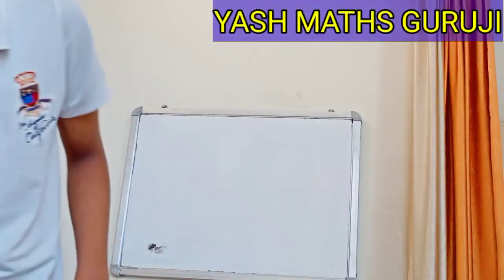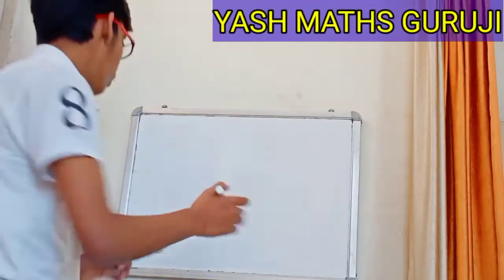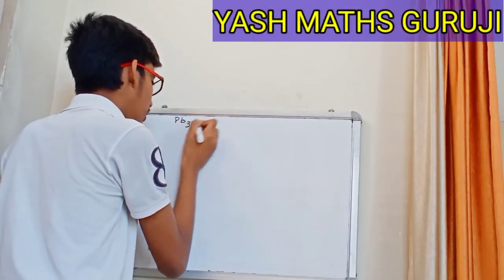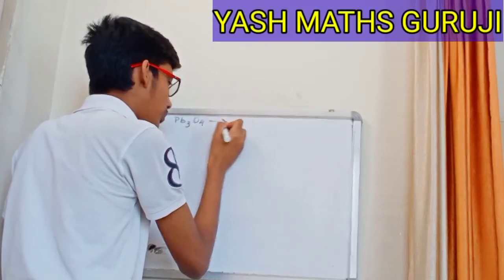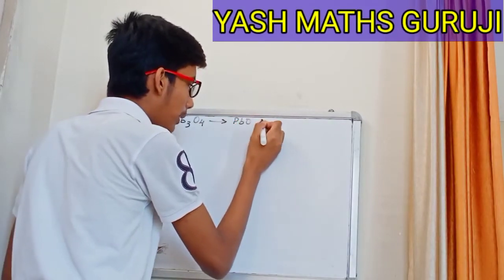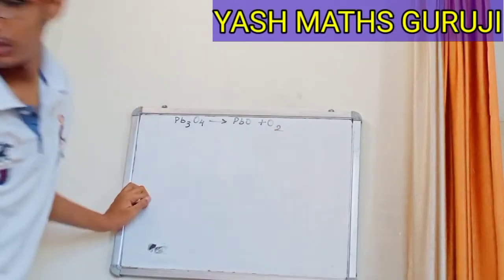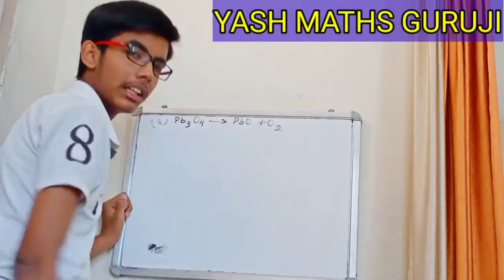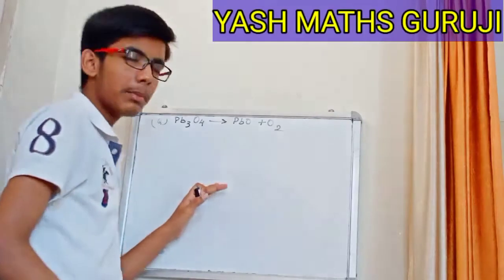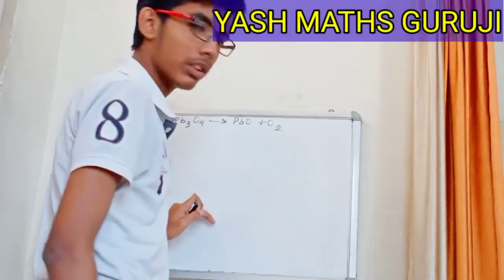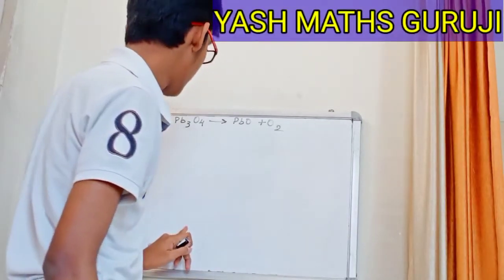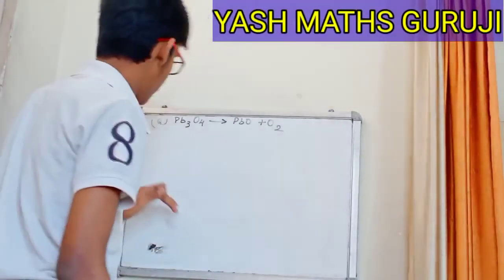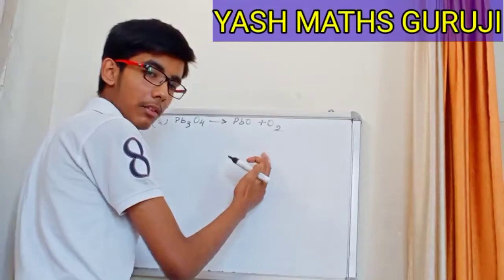So the first question we will solve is Pb3O4. I will write the question on the board. Pb3O4 gives rise to PbO plus O2. Yes, this is the question and we have to balance it. You can do this by hit and trial method, but I will not do this because it is a very lengthy process, and I will teach you a short trick to balance this simple equation.